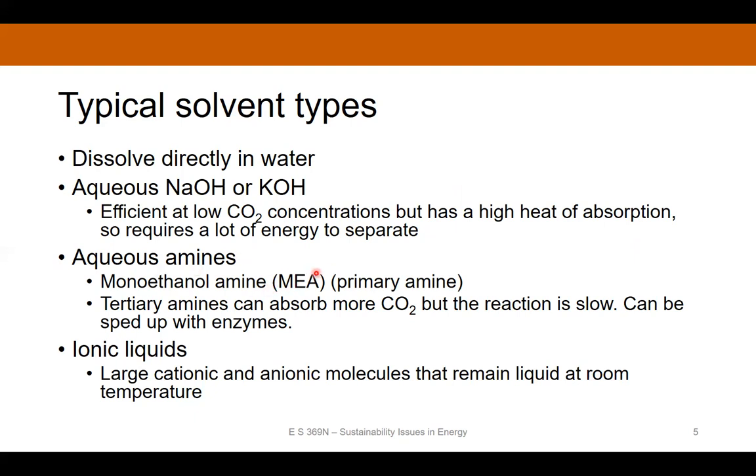Monoethanolamine, also known as MEA, is a primary amine. This is, by and large, the one that's used the most out there in the industry. Tertiary amines can actually absorb more CO2, but they react very slowly. You can speed this up with enzymes, but that's just another chemical you have to throw in there. And so that's why a lot of people are still using MEA.